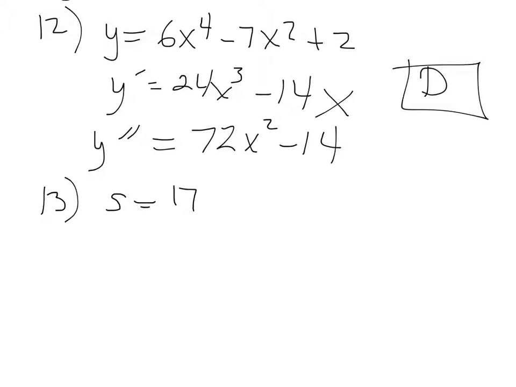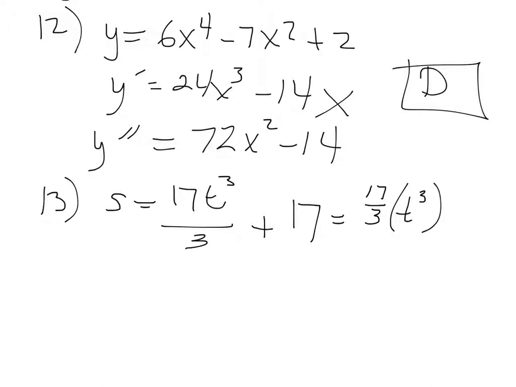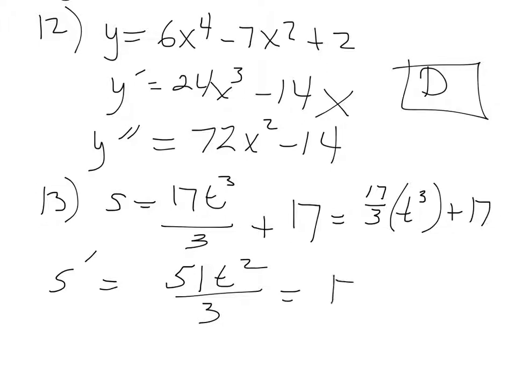This equals 17t cubed over 3 plus 17. Okay, again, there's nothing wrong if you wanted to rewrite this as 17 over 3 times t cubed, because as you can see, you're just taking the derivative, the constant part just goes out front, so you're just taking the derivative of t cubed, which of course is 3t squared. So if I multiply that out, you should get 51t squared over 3, and that actually becomes that. And so the second derivative, 34t, which is C.